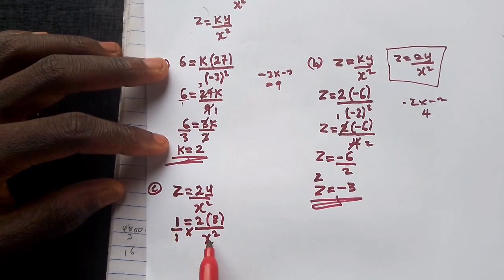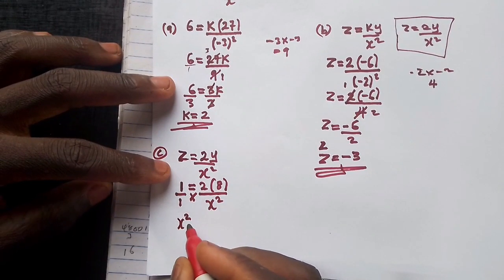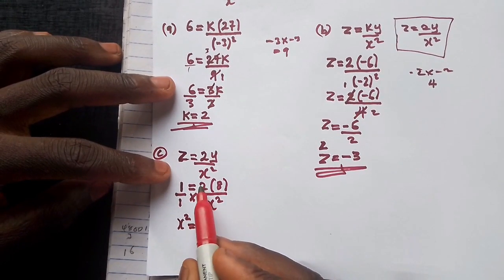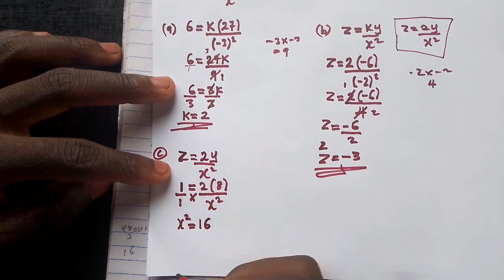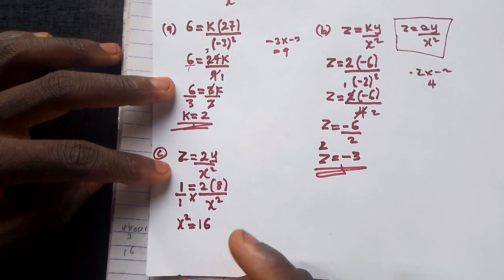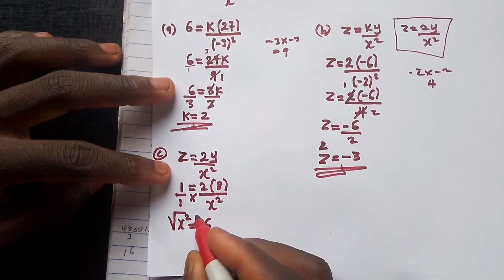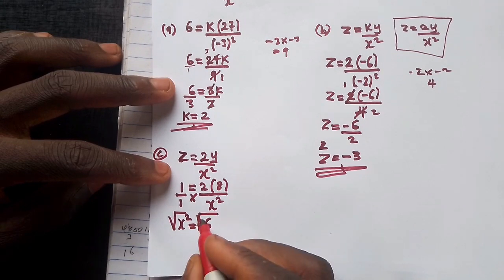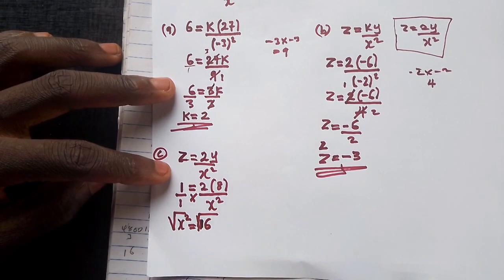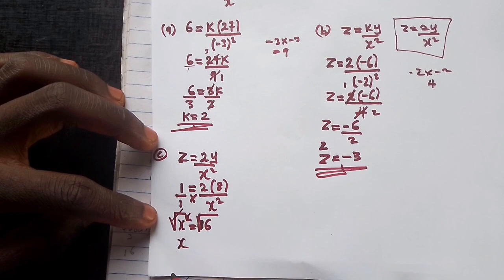So 1 multiplied by x to the power 2, I'm going to get x to the power 2 is equal to 2 multiplied by 8, which is 16. Then I'm looking for the value of x, which means I'm going to introduce the square root to both sides. So the square root and the power 2 are going to cancel each other.